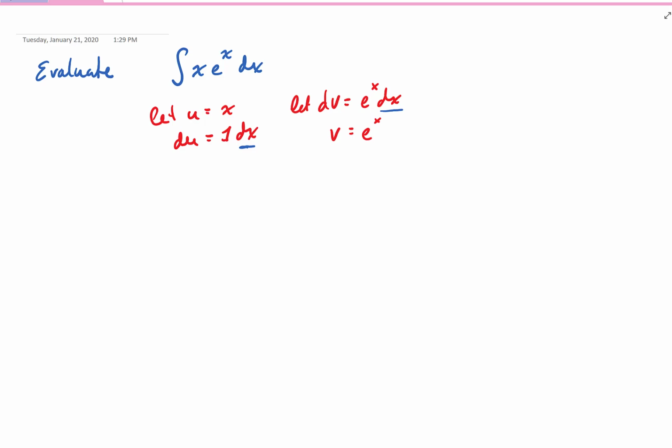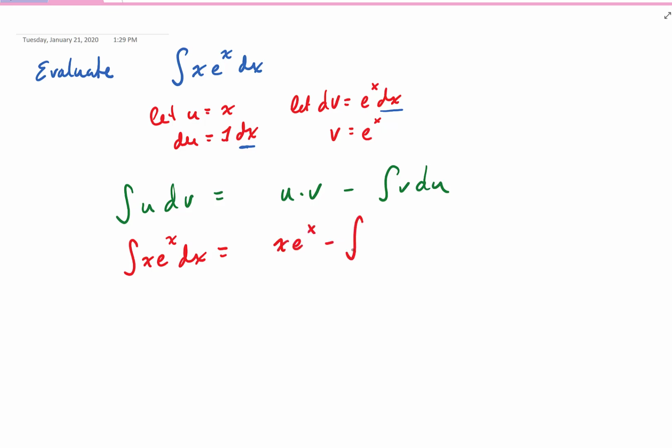So now all we have to do is follow the integration by parts formula that says the integral of u dv is equal to u times v minus the integral of v du that we derived in the previous video. And so now we have the integral of x e to the x dx. That's equal to the product of u and v. So u is being played by x in this problem, and v is being played by e to the x. So this gives us x e to the x minus the integral of v, which is e to the x, times du, which, just to be pedantic, I'll write as 1 du.